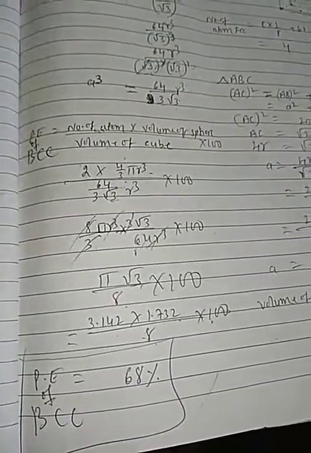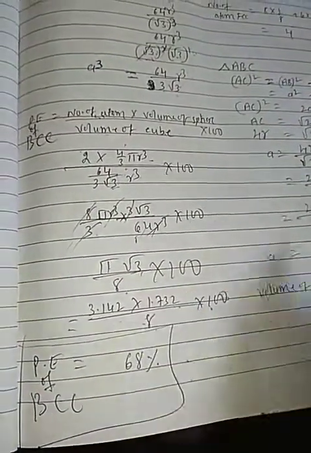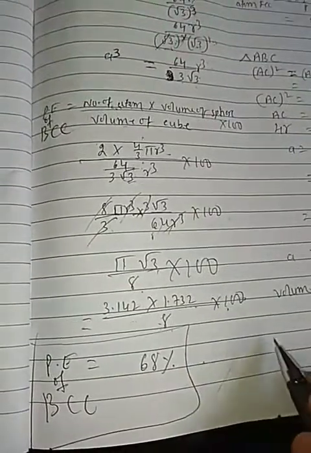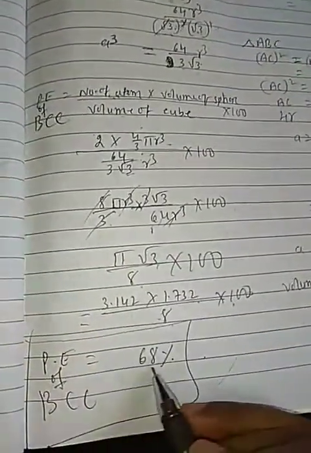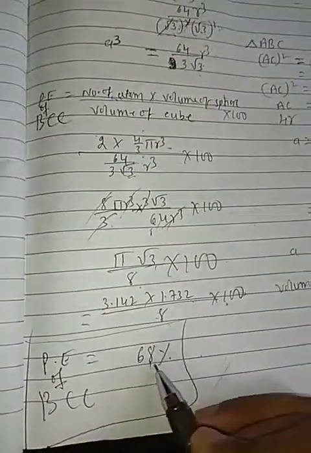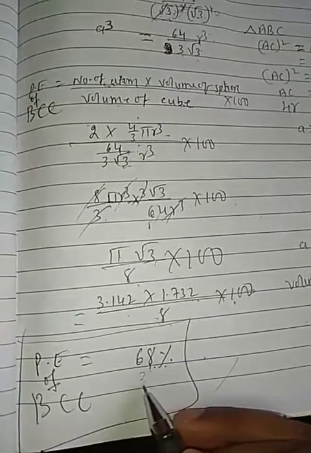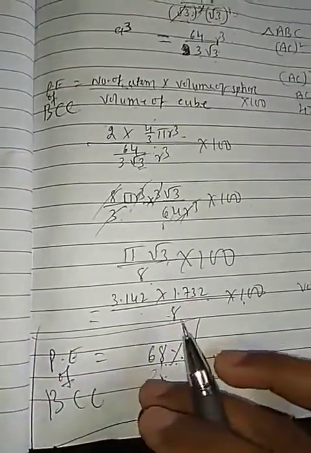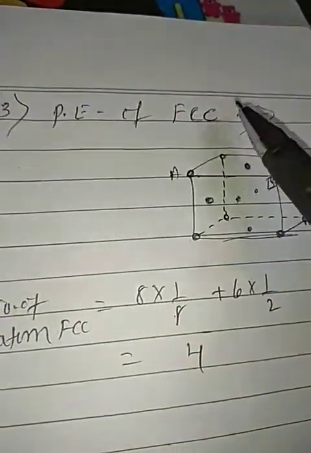So whatever the central one atom and the corner 8 atoms contributing 1 by 8 parts, they are compactly packed with 68%. They are compactly packed with 68%. And the remaining 32% is empty space. 32% is the empty space. Right, students? So now the packing efficiency of FCC.